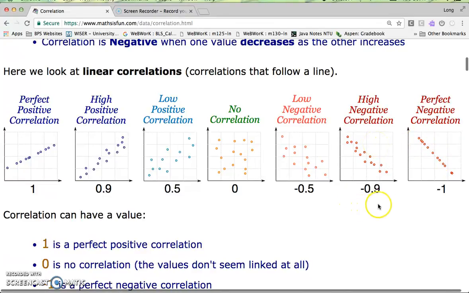And just to be clear, these numbers have nothing to do with the slope. It just tells you how strong the correlation is. And all these are called linear correlations, correlations that follow a line.